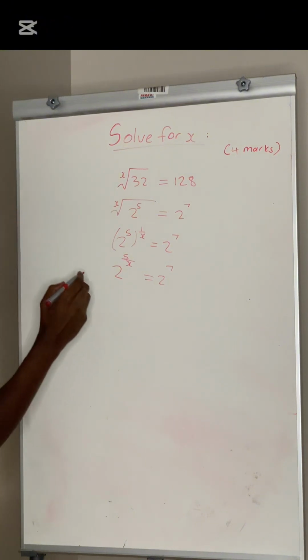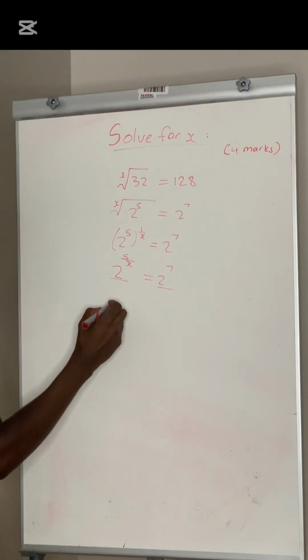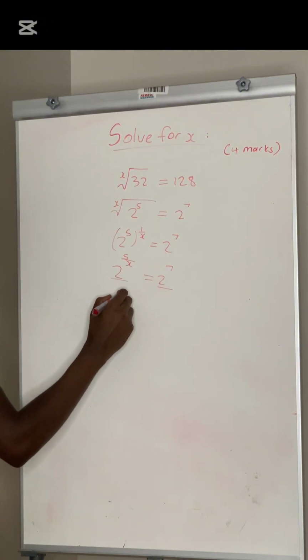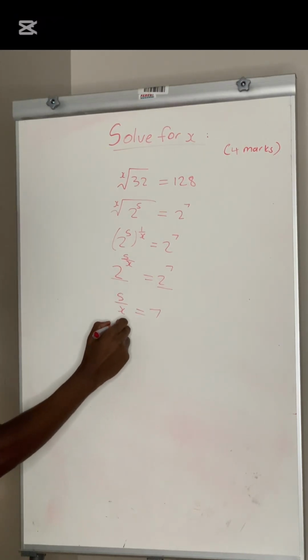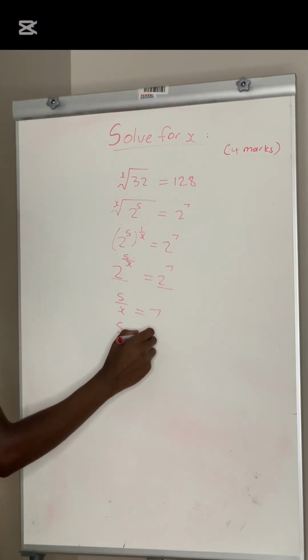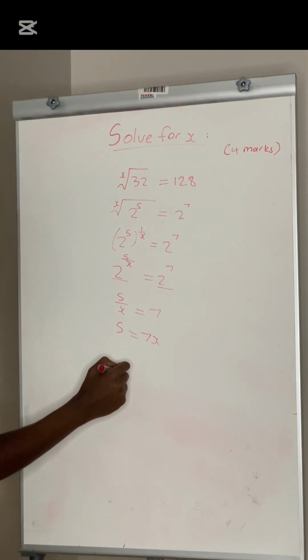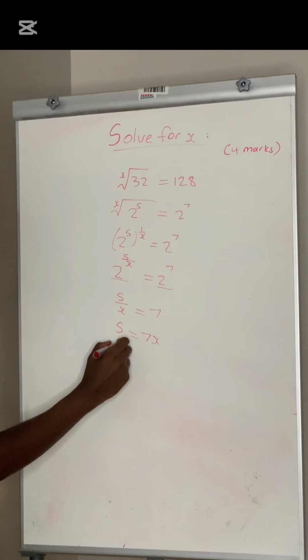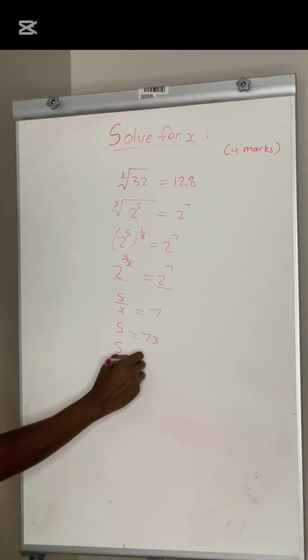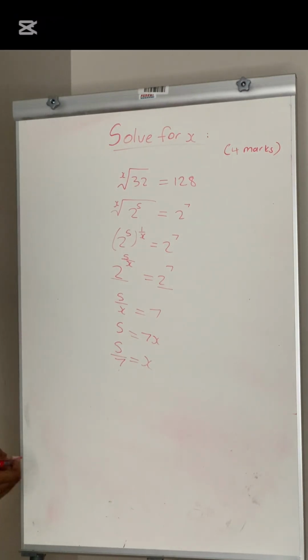Now, using the laws of exponents, since the bases are the same, we can equate the exponents. So 5 over x is equal to 7. 5 is equal to 7x. Okay, we multiplied both sides by x, and then we can say 5 over 7 is equal to x.